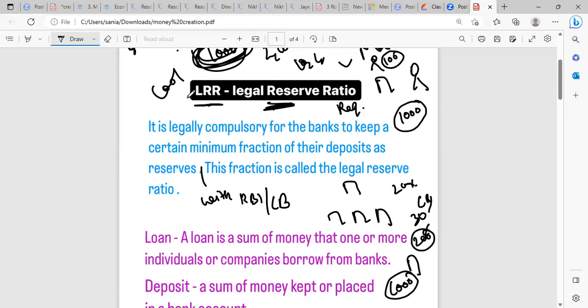So what is this? L for legal, and it is legally compulsory for the banks to keep a certain minimum fraction of their deposit as a reserve with RBI or central bank. This fraction is called legal reserve ratio. I hope I have made myself clear. Right?